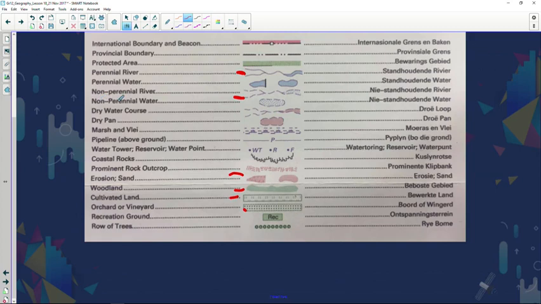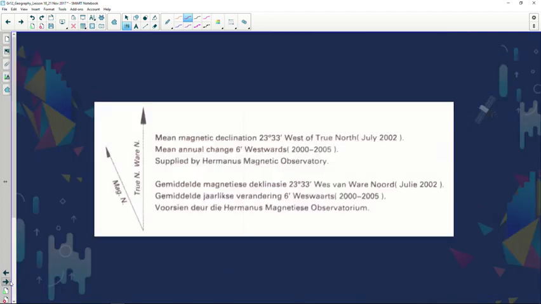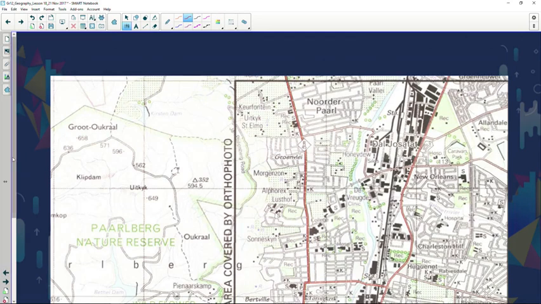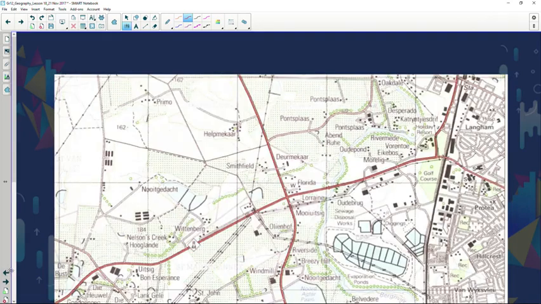Now, as you can see, non-perennial water is a dotted blue line. It means it's only flowing seasonally. Perennial water, permanent rivers, are a solid blue line. It flows all year long. Now, if you quickly look at the other reference, as you can see, much of the information on there you can just draw immediately from the reference, like your national route, etc.